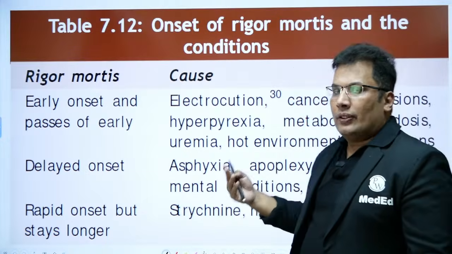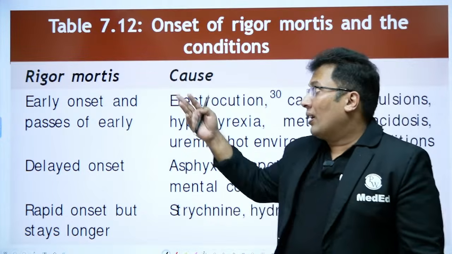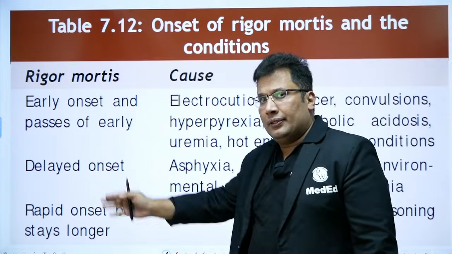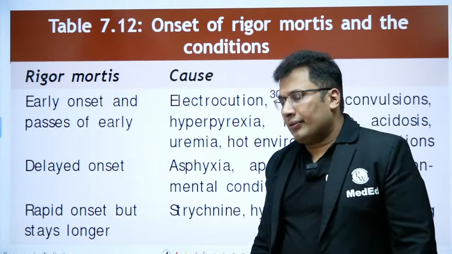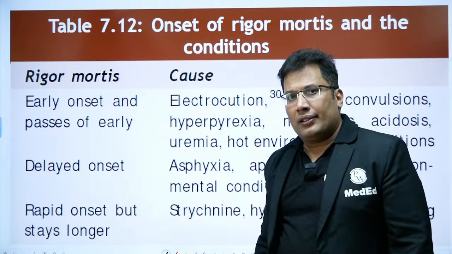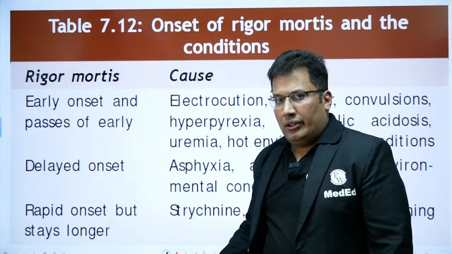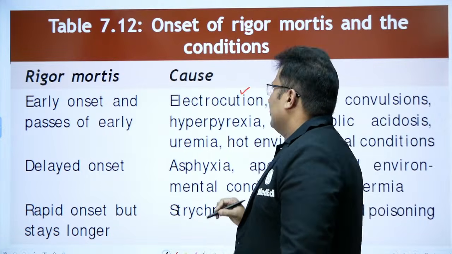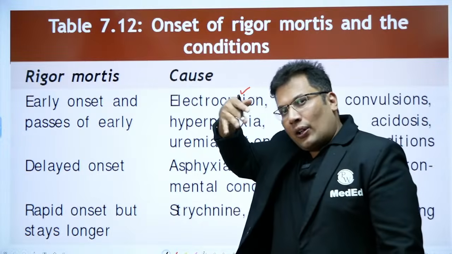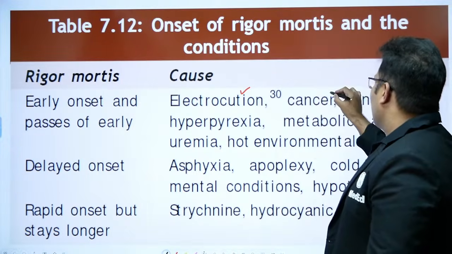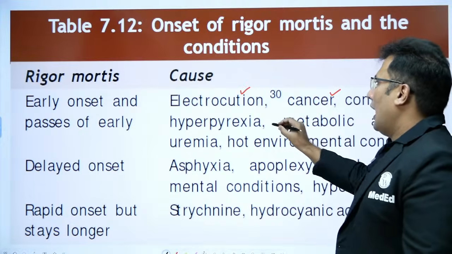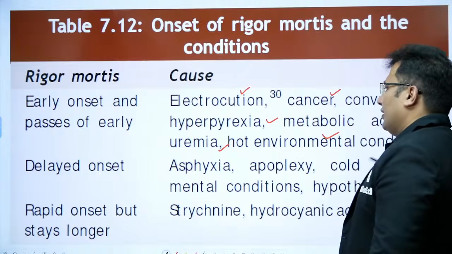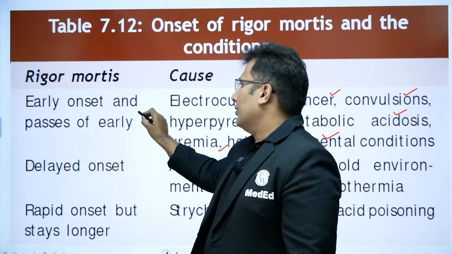Now comes a very important table from the Rajesh Bardale textbook: early onset, delayed onset, and rapid onset but stays longer. Three important points. Early onset occurs in electrocution, cancers, convulsions, hyperpyrexia, metabolic acidosis, uremia, and hot environment conditions. In all these conditions, there is early onset.